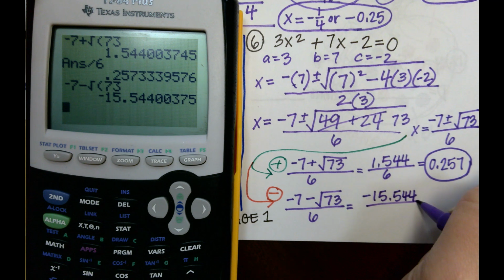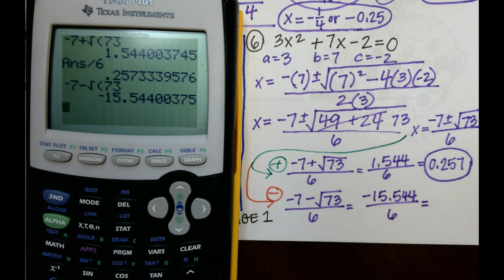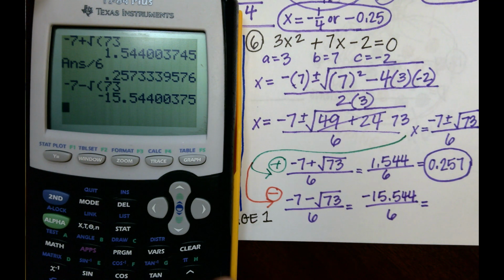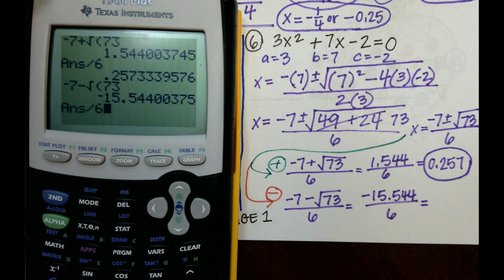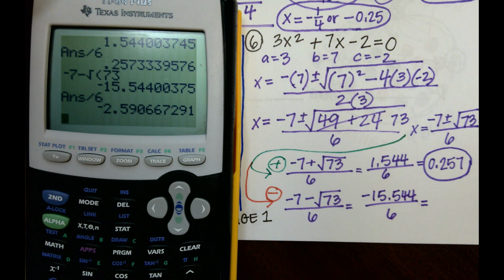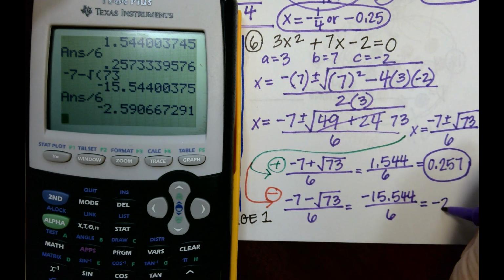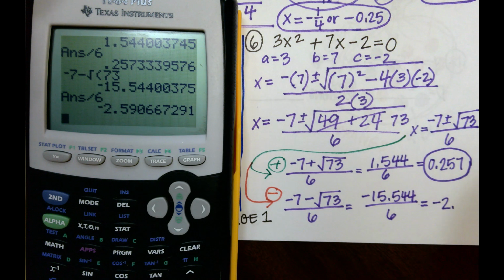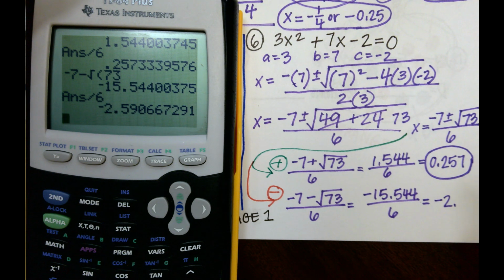-15.544 still needs to be divided by 6. 2.59. -2.59. Let's see. Yes, -2.59. If you wanted 3 decimal points, you could do 591, but I'm not going to be picky. You could even just make it negative 2.6 if you want.